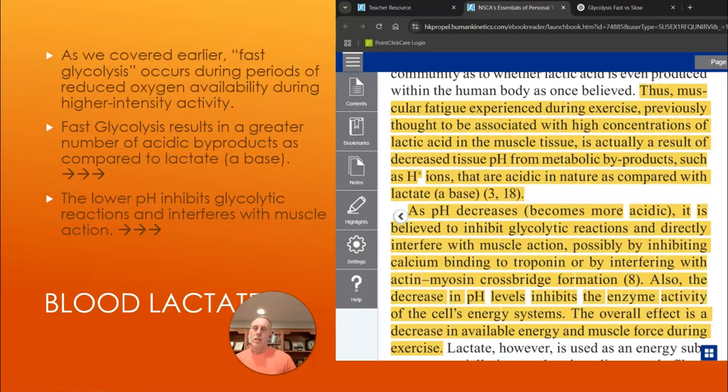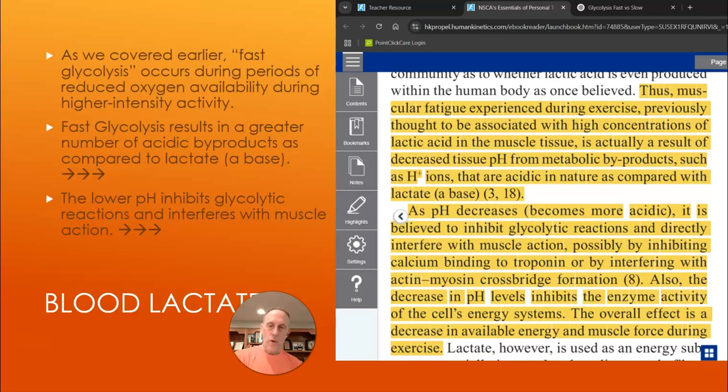So we talked about fast and slow glycolysis. When you look at this, fast glycolysis occurs during periods of reduced oxygen. Got it. That's when we are not really able to go into the Krebs cycle, but we end up with pyruvate. Fast glycolysis results in a greater number of acidic byproducts as compared to lactate, which is a base. Well, that's kind of weird when you start thinking about the muscles having lactic acid and you start to fatigue. But what ends up happening is you have this lower pH that inhibits this glycolytic reaction, which we talked about before.